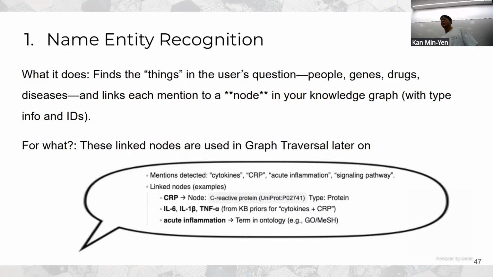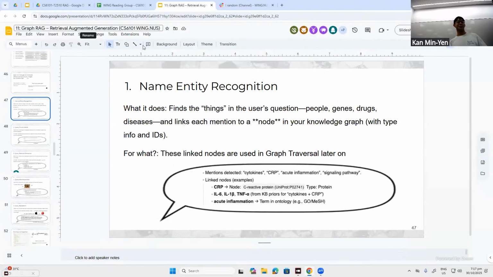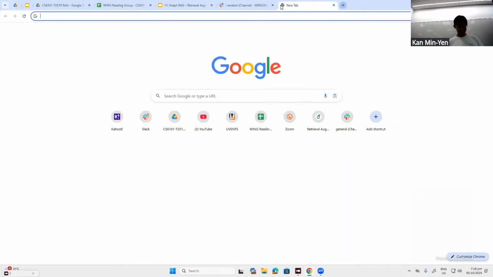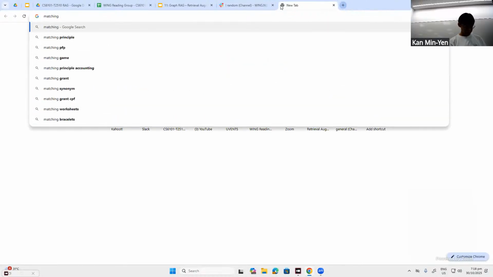There might be something that might be interesting. I'm not too sure if this is specifically targeted at this problem, but when I was reading, there was this paper.